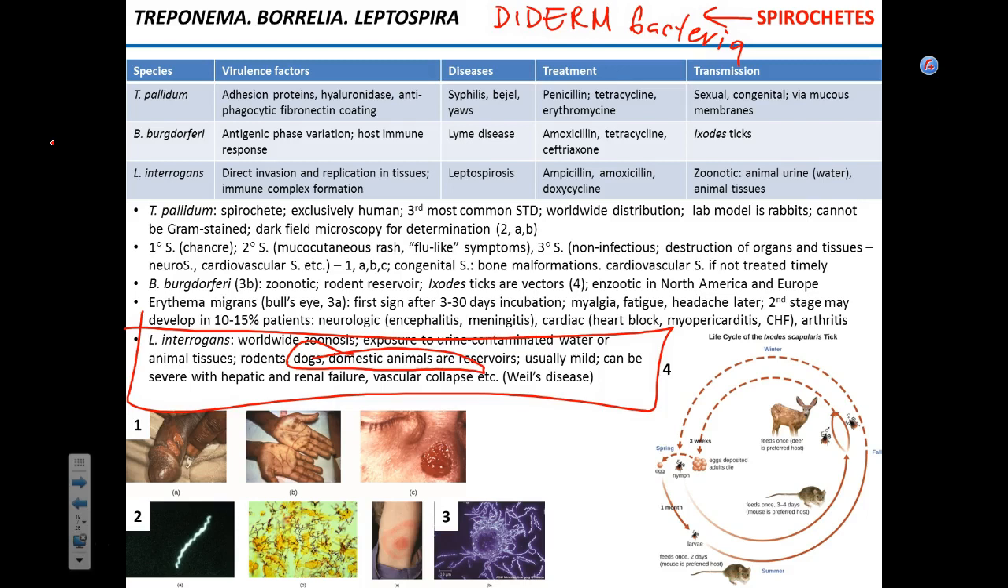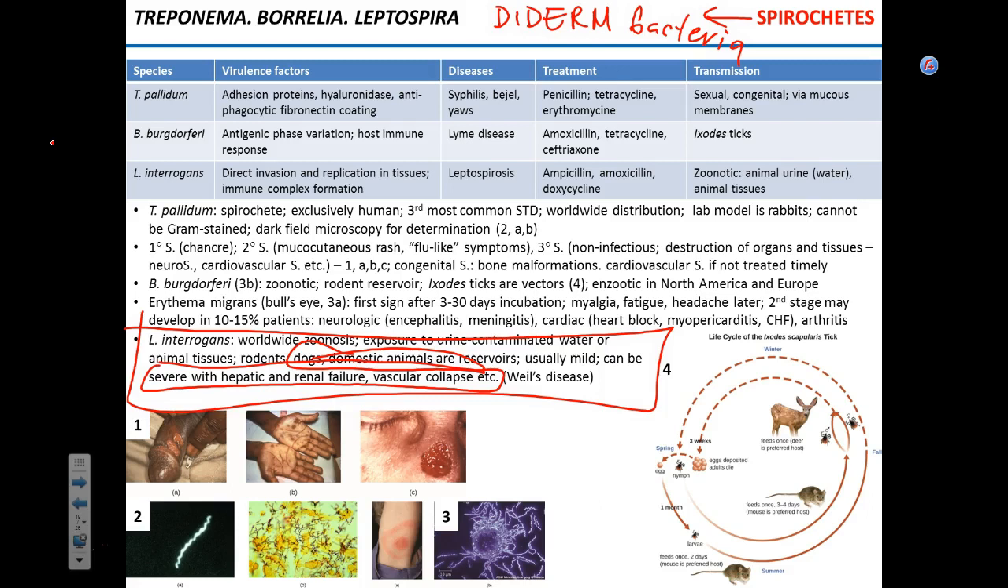Usually in immunocompetent people, the disease is mild, just a fever. Okay, with proper treatment, it's curable. In people who are immunocompromised, it can be severe, leading to vasculitis and liver and kidney failure, so-called Weil's syndrome.